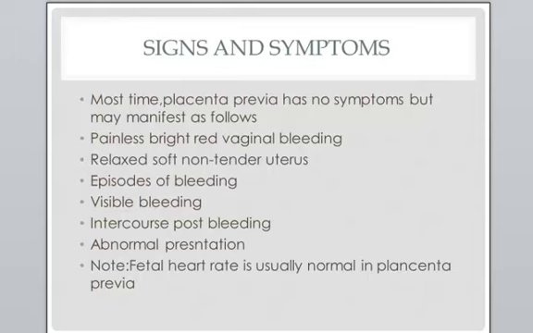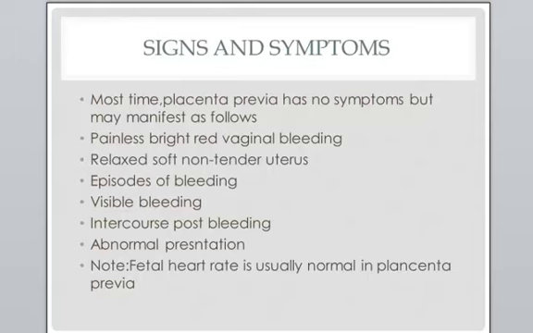It is bright red because it is oxygenated blood, so there will be painless bright red vaginal bleeding. It's usually very painless. The patient does not feel any pain because there is no detachment, no contraction, nothing that makes the patient feel discomfort. Another thing is that the uterus is usually very relaxed. There is no contraction. The uterus is soft. It is not tender, so it is always relaxed.